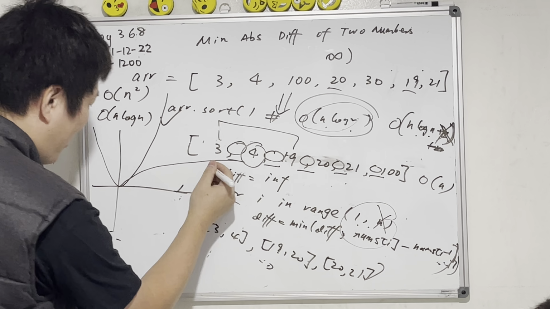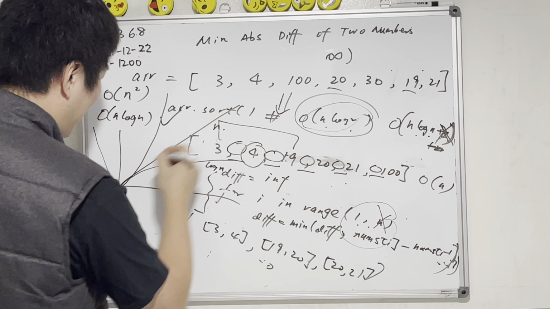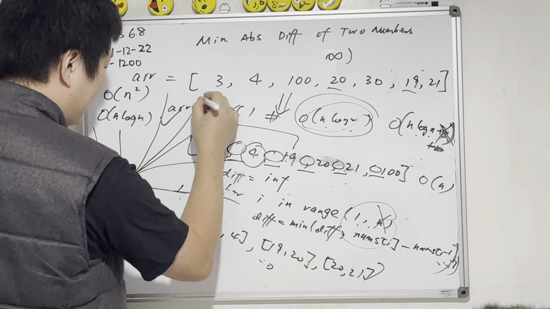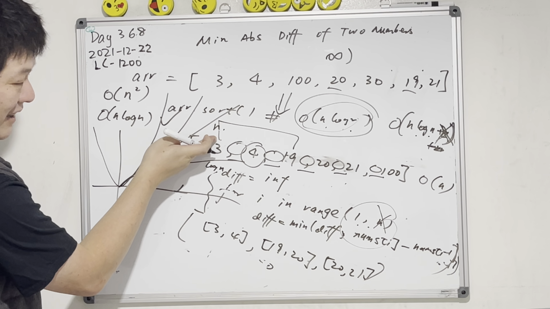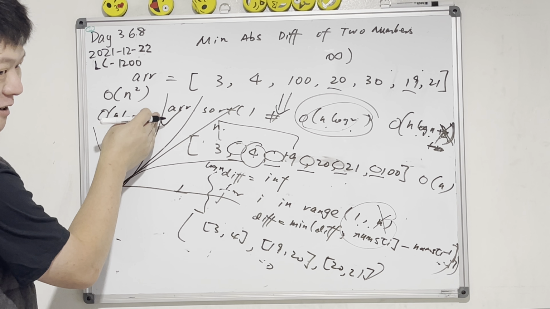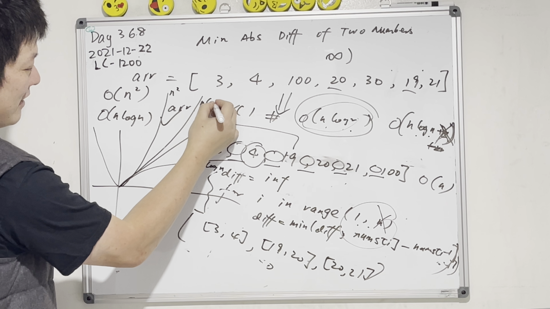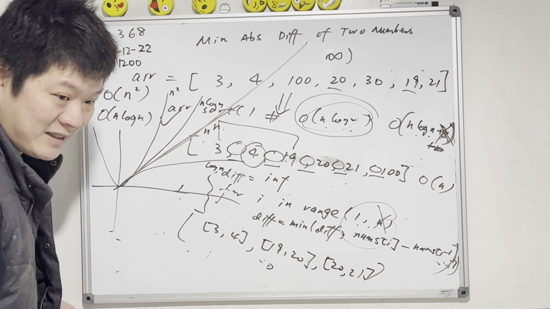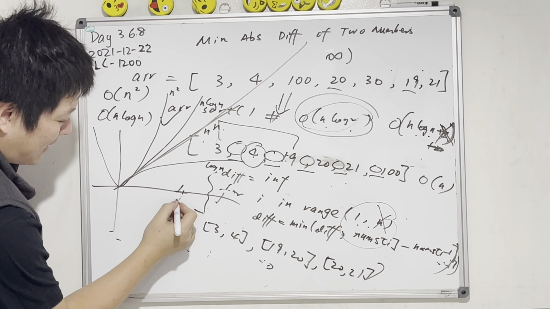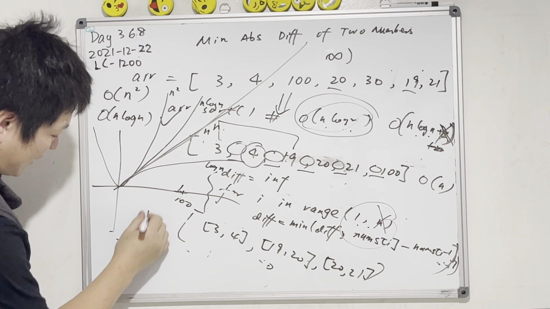Actually, no. This is O(log n). O(n log n) is somewhere here, because it's bigger than O(n) but smaller than O(n squared). This is n squared. This is O(n log n). This is n. Makes sense? When n is 100, this is 100. It's a triangle, yeah?